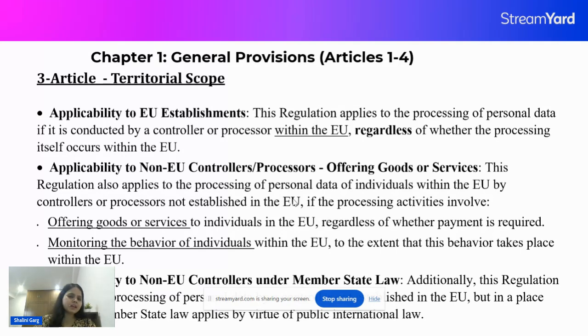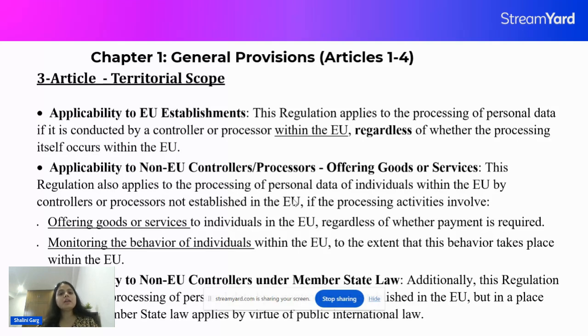Second, it also applies where the controller and processor are not established in the EU, but the data subjects, those to whom they are delivering services or offering goods, are in the European Union. So this regulation also applies to the processing of personal data of individuals who are residing in the Union. Here the GDPR would be applicable on two things: offering of goods or services to individuals. If the controller or processor is offering goods or providing services to individuals who are in the Union, then the GDPR would apply.